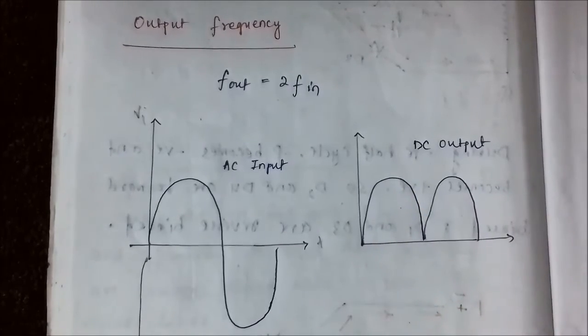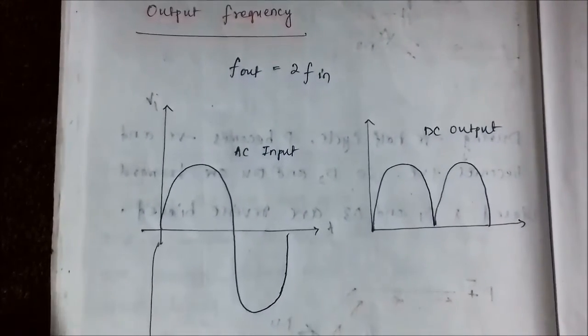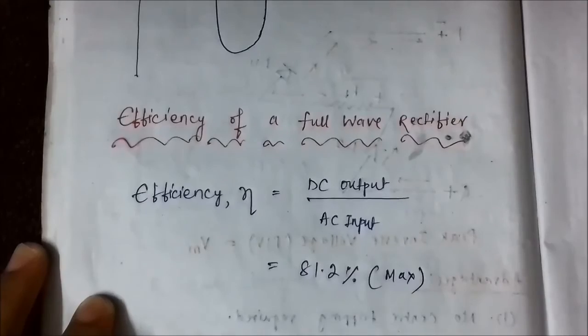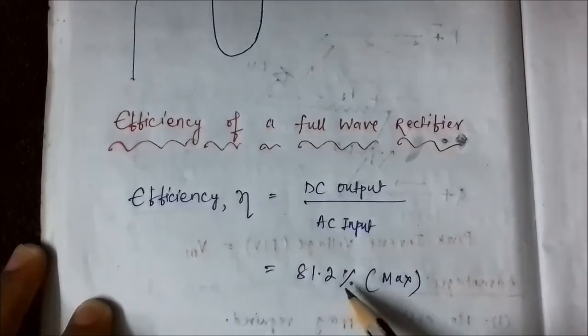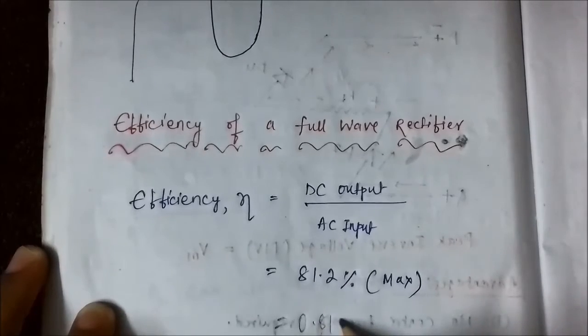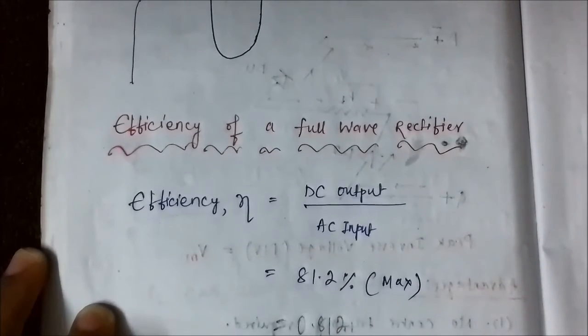Now obviously the efficiency of a full wave rectifier will be twice that of a half wave rectifier, which is equal to 81.2% or 0.812. So it is obviously twice that of the half wave rectifier, or double that of the half wave rectifier.